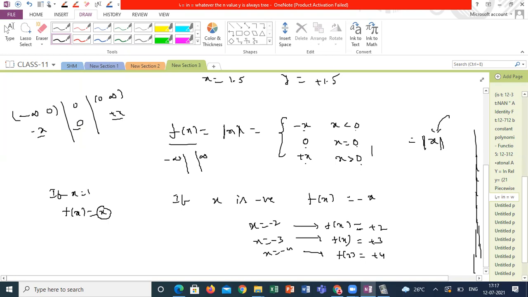Together, I am writing it as a symbol because it's a kind of standard function for me. So this is the actual definition of the modulus function. Is it clear, guys, what I'm saying?